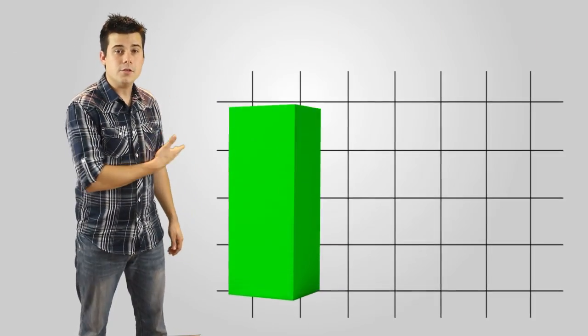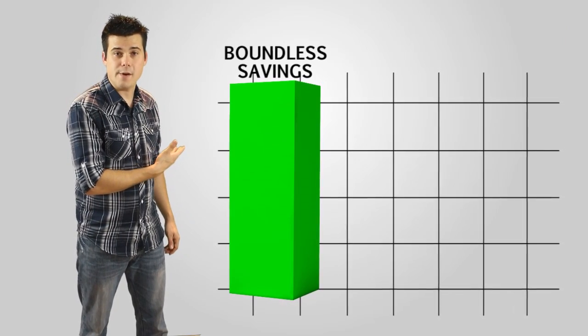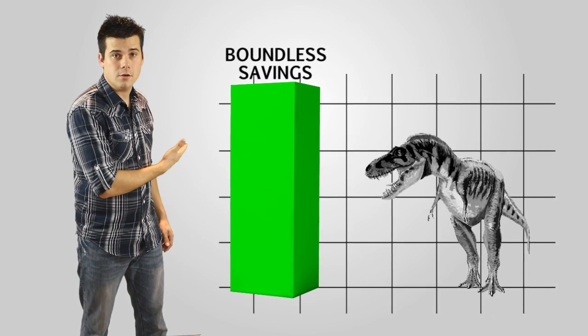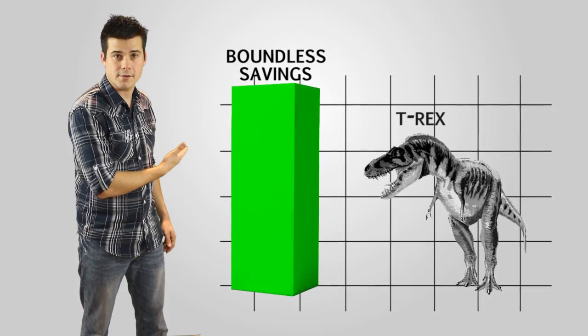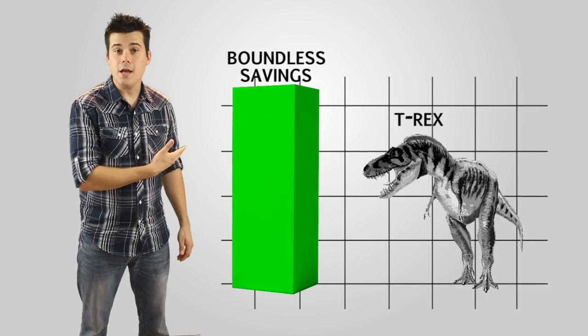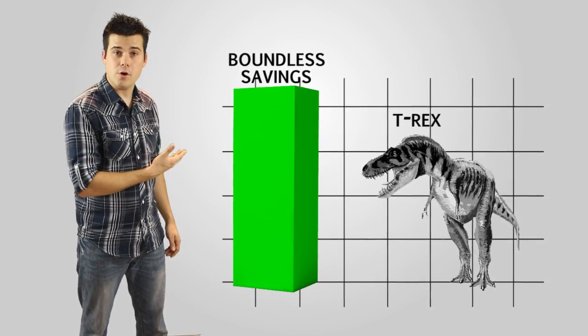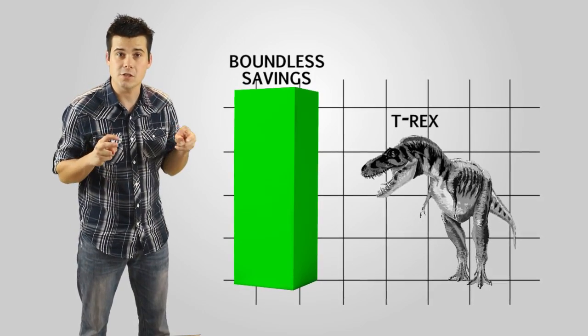Now, take a gander at this meaningless diagram. This represents the savings if you use Boundless.com, and that represents a Tyrannosaurus Rex. As you can see, the savings is bigger, and the Tyrannosaurus Rex has tiny, useless arms.